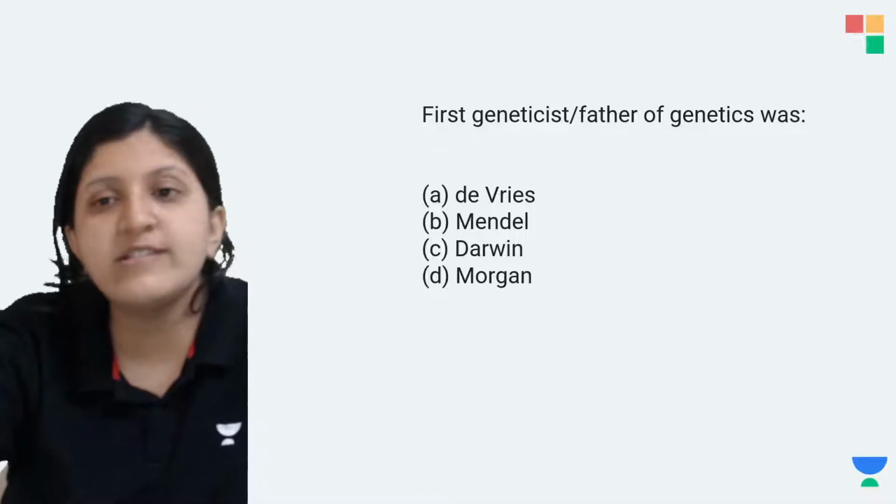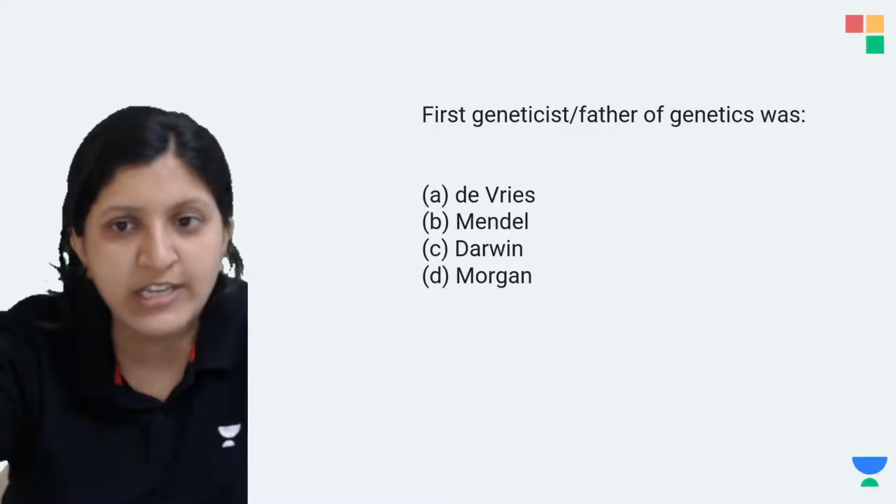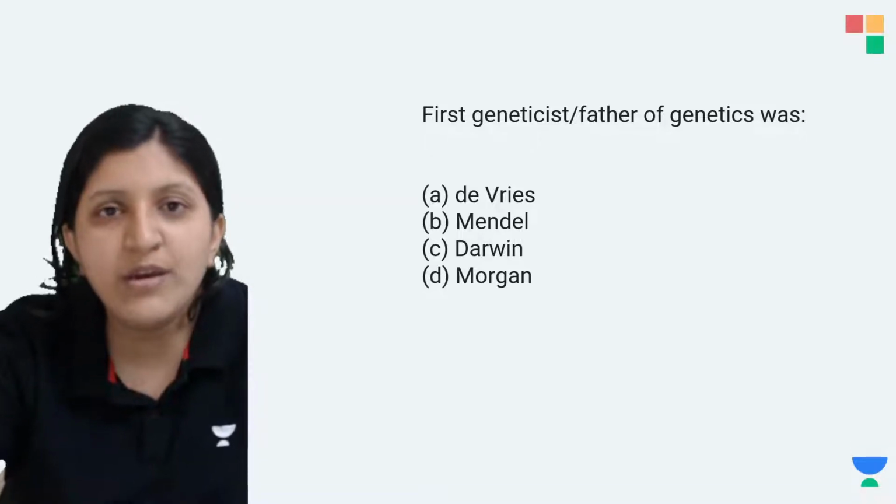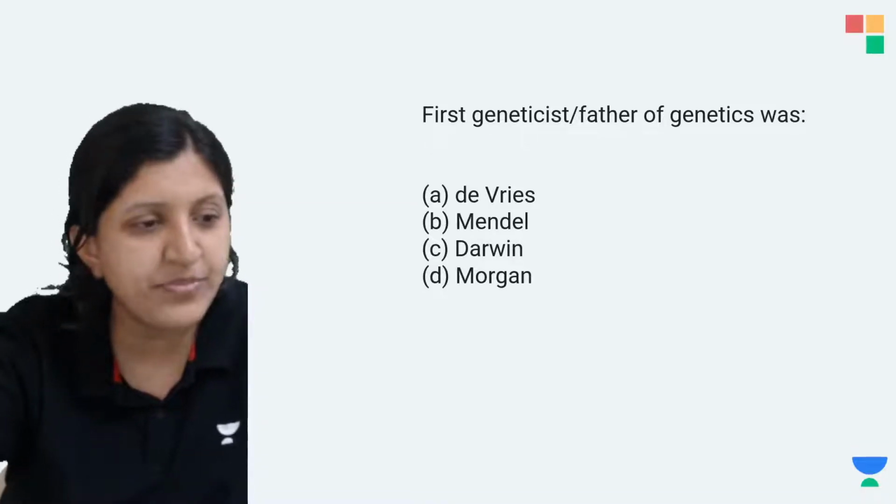So the first geneticist, or father of genetics, is De Vries, Mendel, Darwin, Morgan. Any idea?